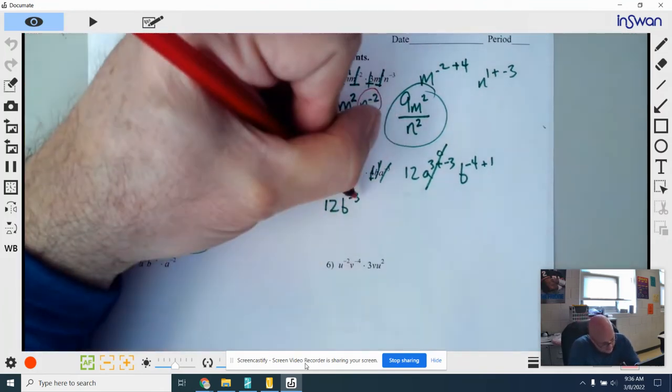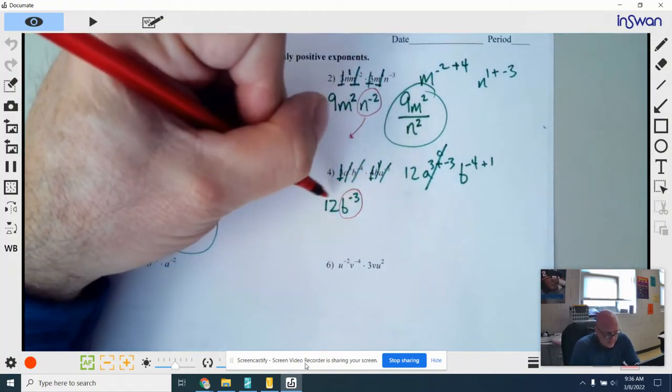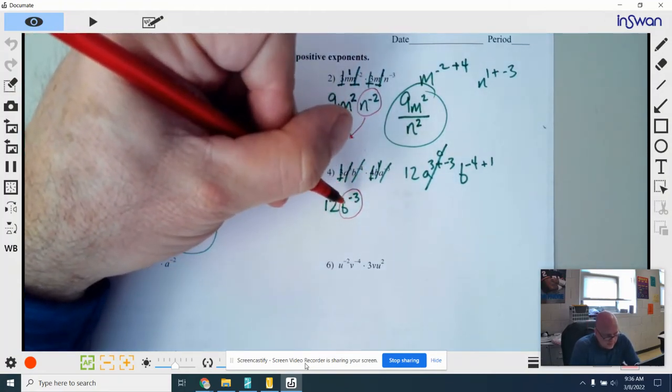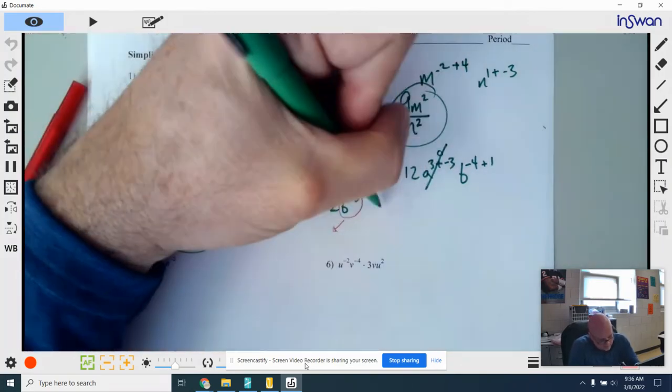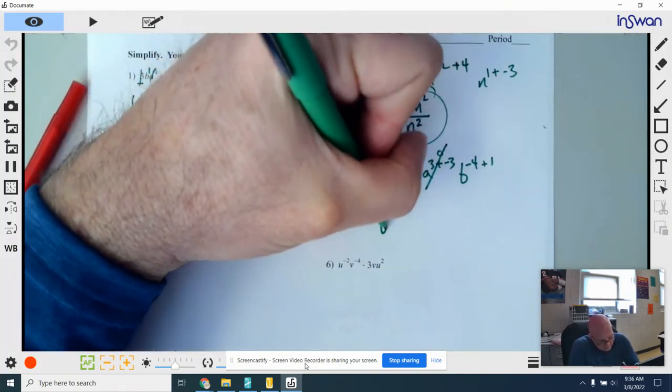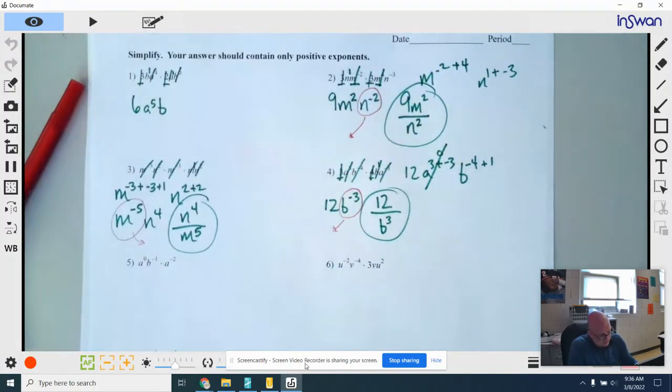Okay, circle what has a negative exponent. So I'm going to circle just this b. That negative exponent is not attached to that 12. It's only attached to that b. So that's got to flip sides. So you're left with 12 up top. The b goes to the bottom. And when it goes to the bottom, it turns to a positive exponent. So 12 over b cubed.